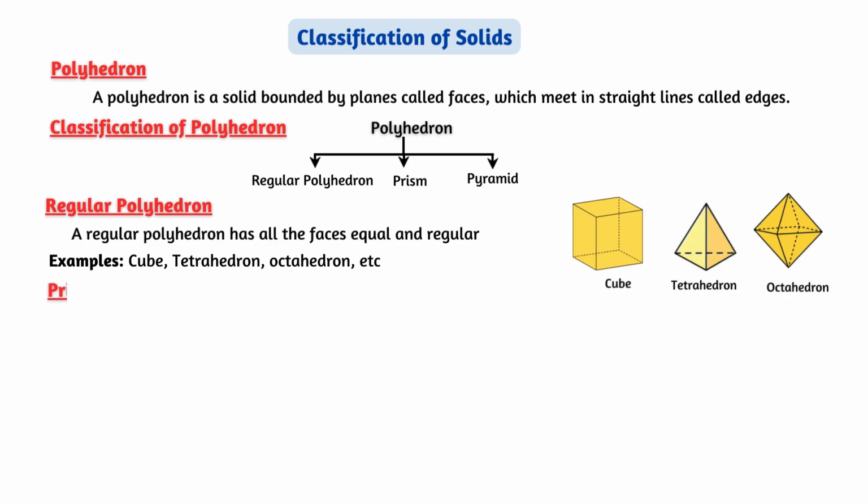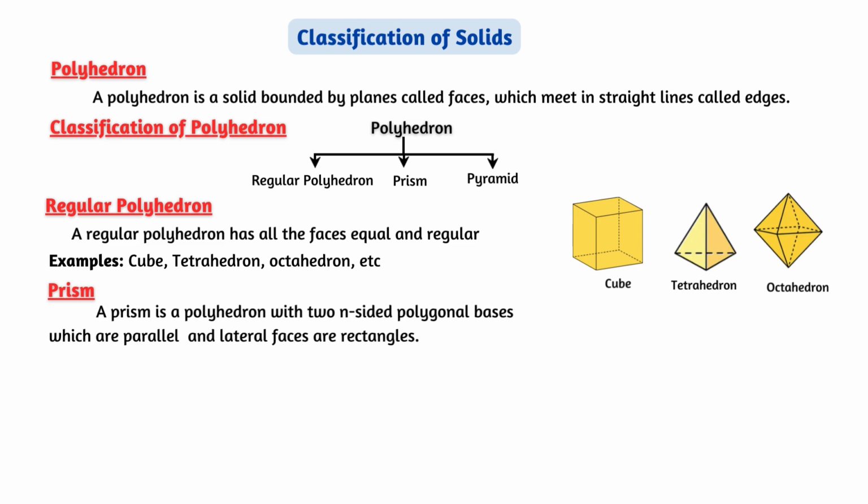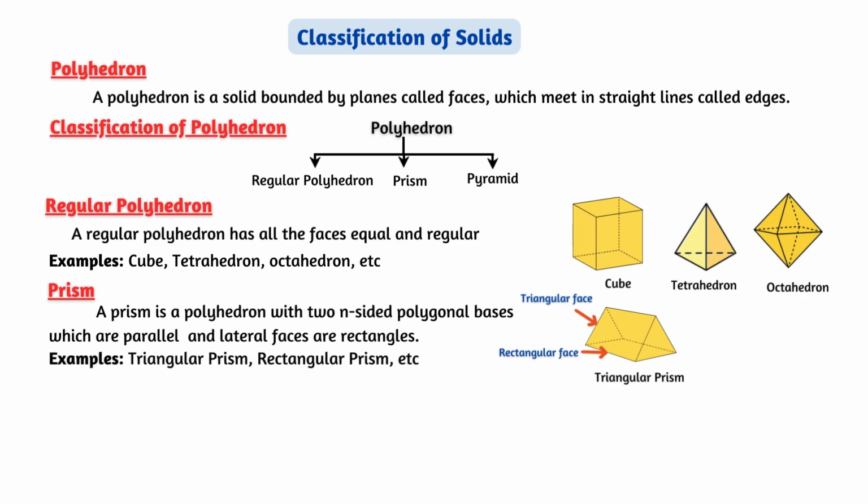Next, we will see about prism. A prism is a polyhedron with two n-sided polygonal bases which are parallel, and lateral faces are rectangles. Here, n-sided polygon means the number of sides of the polygon. Here we can see two triangle faces parallel to each other, connected by rectangles on the lateral sides. So it is called a triangular prism. Similarly, you can see it for a rectangular prism also. Common examples for prism are triangular prism, rectangular prism and square prism and so on.